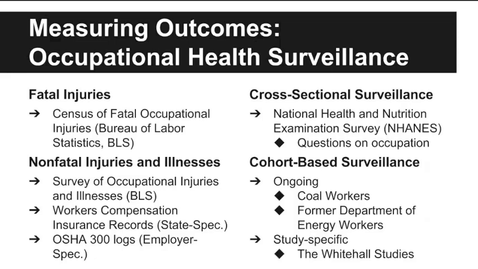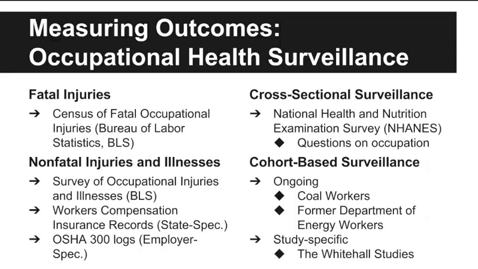And finally, occupational health surveillance can be done through cohort-based surveillance. Workers in the same occupation or in the same industry often share similar exposures, and by tracking them over time, we can better understand the relationships between their exposures on the job and health outcomes they may experience.